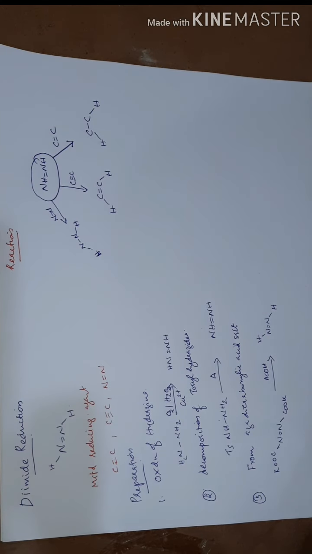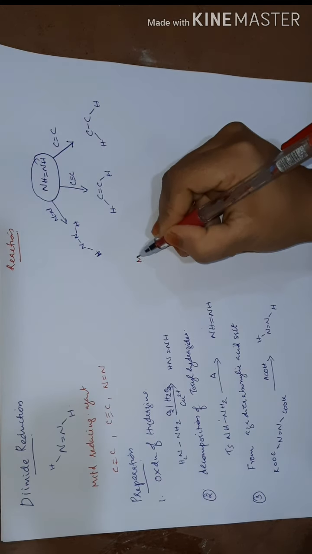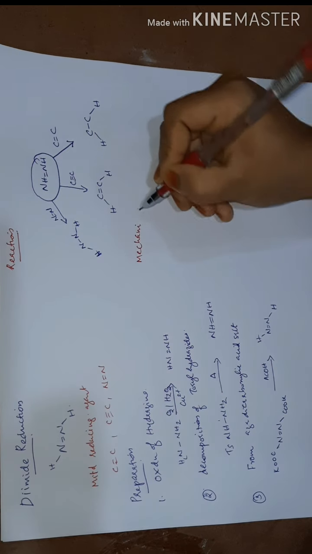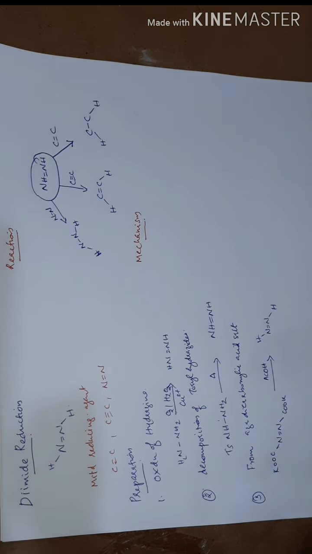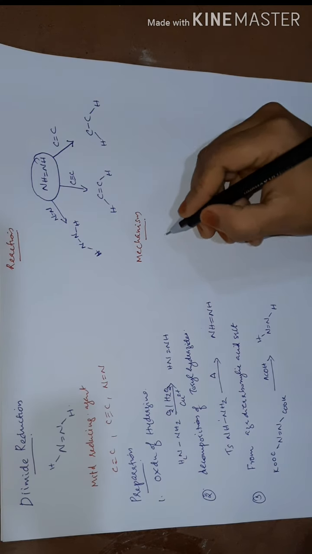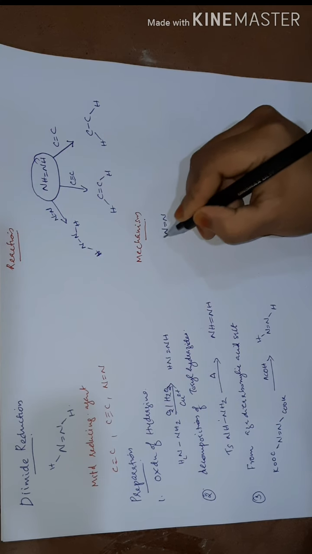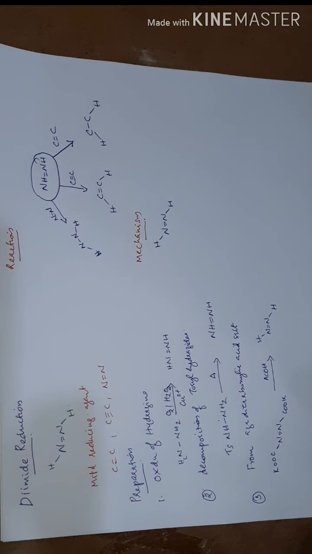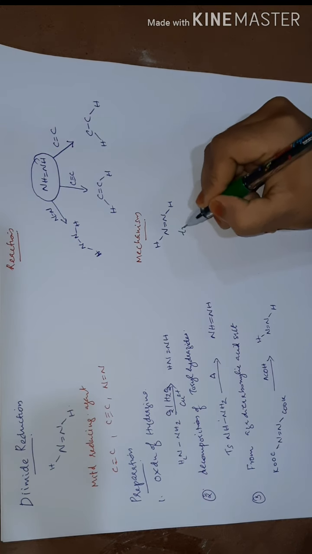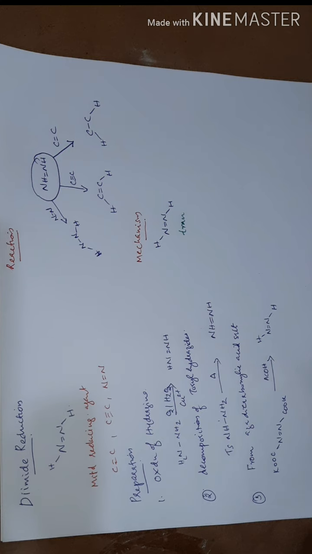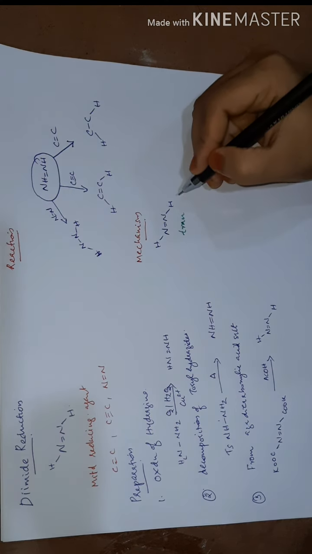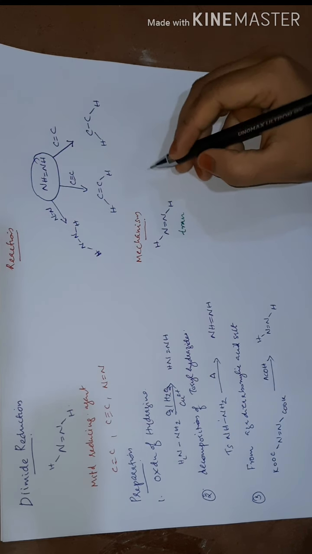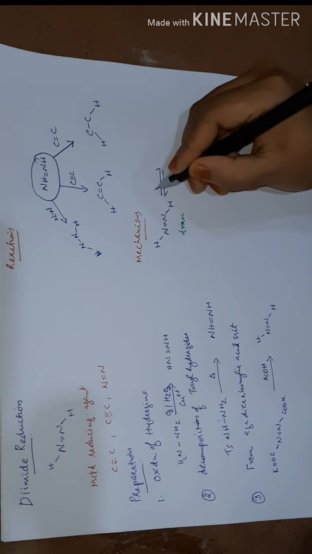Then moving to the mechanism of this diimide reduction, a simple mechanism is discussed here. Here we are starting with our diimide. Normally our diimide can be represented like this. And from the structure itself, it is clear that this diimide is existing as a trans isomer. Normally the reductive action of this diimide happens only in presence of acetic acid.